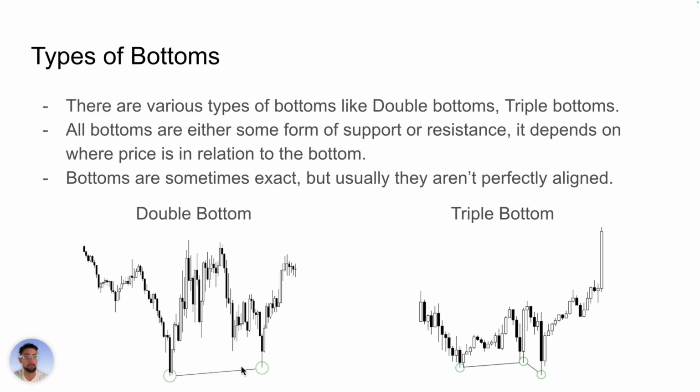So this would be a double bottom because price bottomed out here for the first time, then came back up and ended up coming back down to bottom again near the same area, near the same zone. So this would be an example of a double bottom. This on the right over here would be an example of a triple bottom.